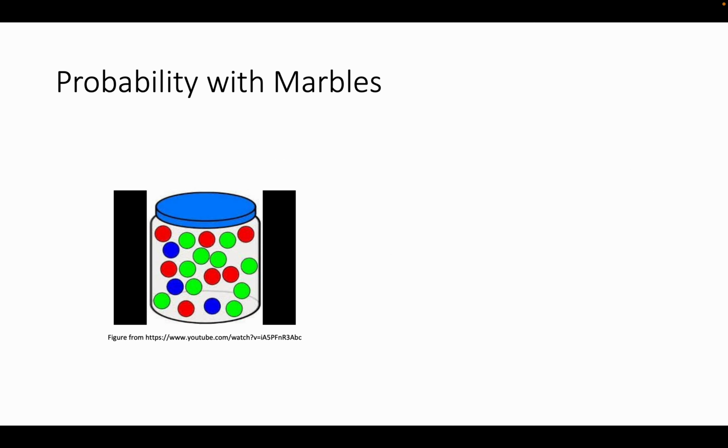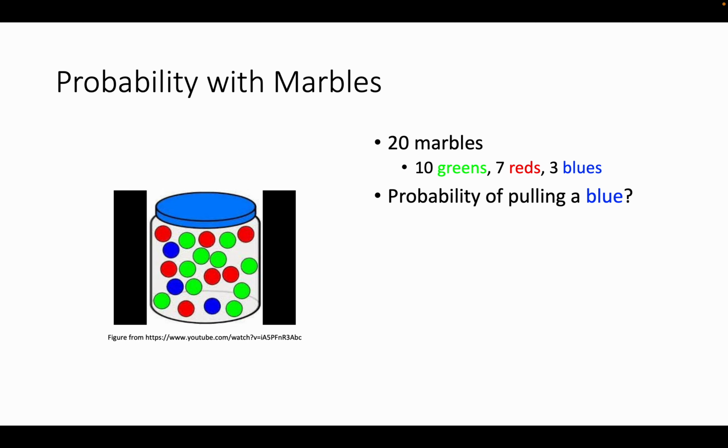So we're going to get into what given means, and we're going to talk about that using the way that I learned probability, and probably a lot of you learned probability, which is with marbles. This is a jar of marbles. It's got 20 total, 10 greens, 7 reds, 3 blues. So if I ask you what's the probability of pulling a blue, I bet you can all tell me. It's 3 over 20. It's 15%.